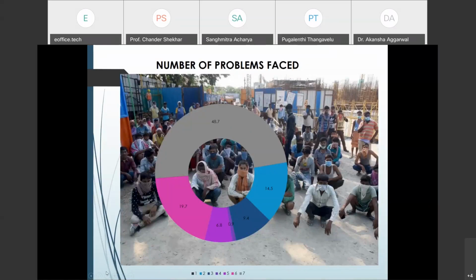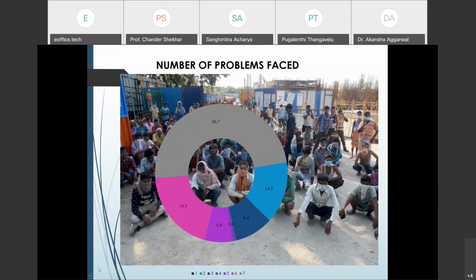Yes, then we clubbed all of them together for the analysis. When you are going for binary logistic regression, the independent variable should be dichotomous in nature. Therefore, I clubbed all the problems: how many problems they faced, either one problem, or two, or three, or four, like that. Almost 48% of people said they are facing seven problems, and 0.9% of the respondents are facing only four problems. So most of the people are facing almost all the problems.